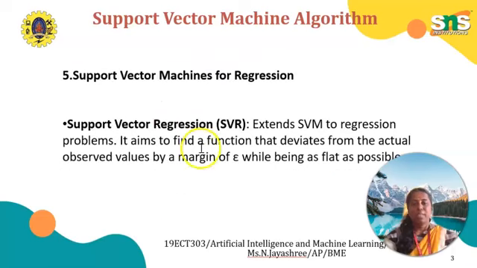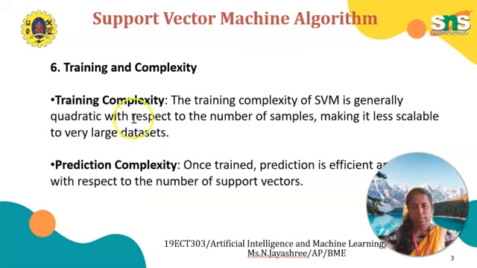Next one, the fifth step, is support vector machine for regression. Support vector regression extends SVM to regression problems. It aims to find a function that deviates from the actual observed values by a margin of epsilon while being as flat as possible. This is support vector machine for regression.